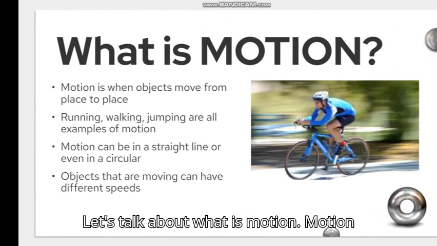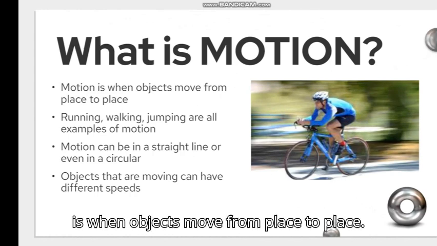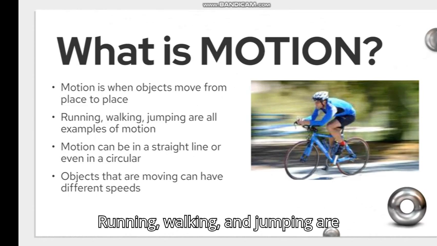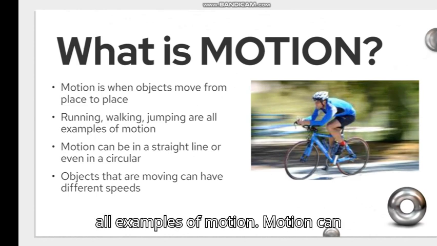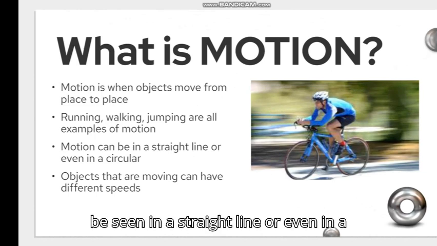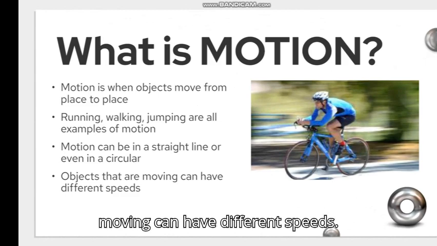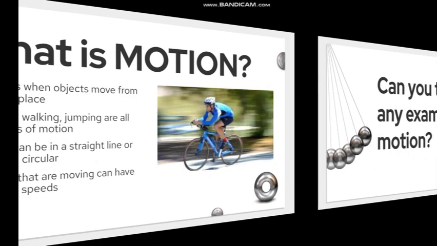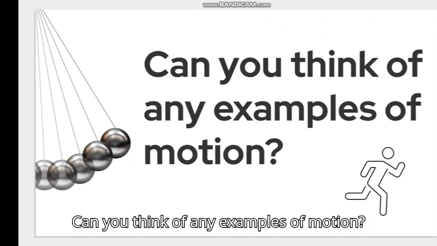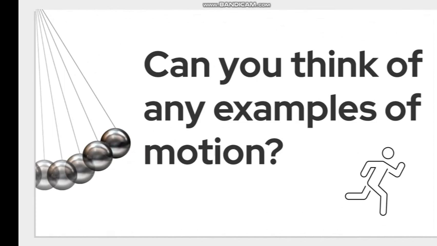Let's talk about what is motion. Motion is when objects move from place to place. Running, walking, and jumping are all examples of motion. Motion can be seen in a straight line or even in a circular one. Objects that are moving can have different speeds. Can you think of any examples of motion?